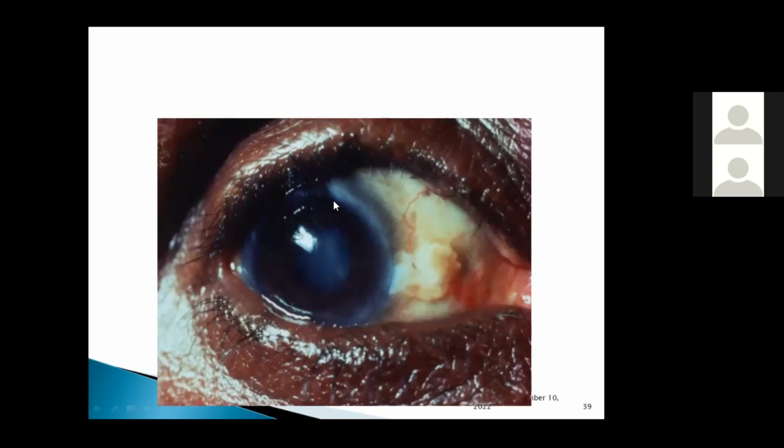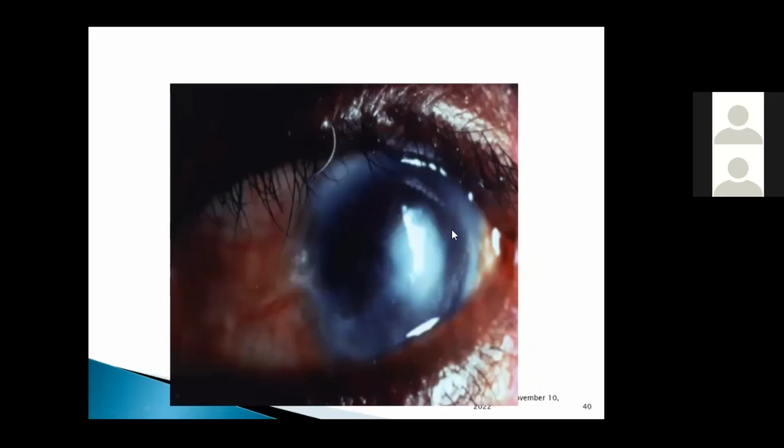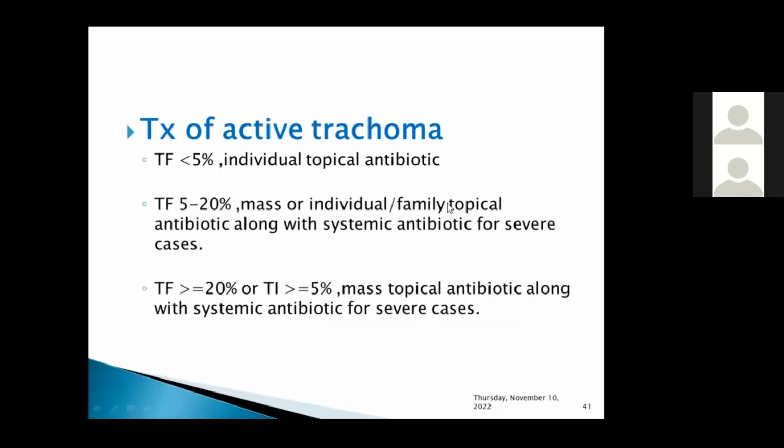So the management depends on the endemicity of trachoma. If in the follicular stage of trachoma you do a survey and it is less than 5%, you just treat the individual trachoma. You don't need mass intervention. But if it is more than 5%, especially more than 20%, the community at large should be treated, which means school-age children and women.